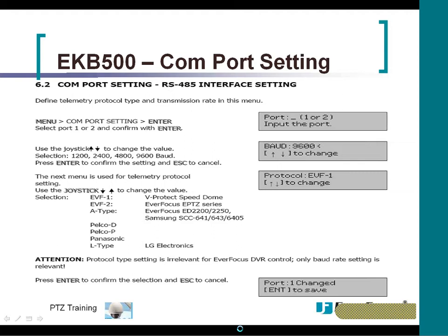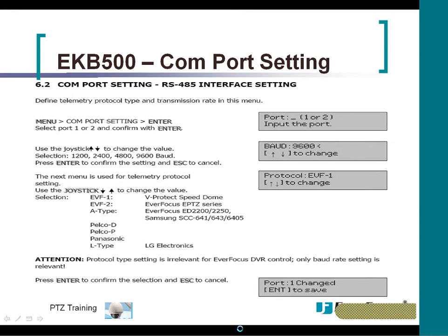The next it's going to ask you for is your baud rate. And again, you can select between 1200, 2400, 4800, and 9600. Once selecting your baud rate, you would enter. The next screen will pop up asking you for your protocol. Okay, you have your different types of protocol, the EVF1, EVF2.